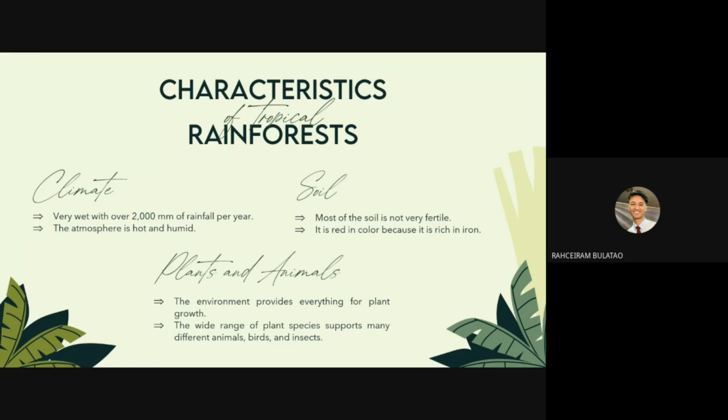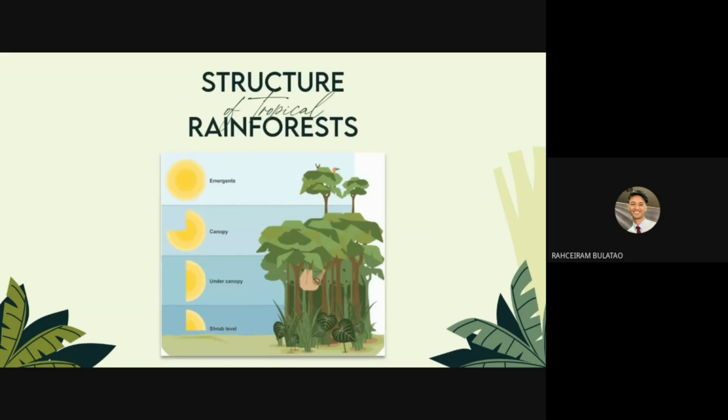Next, the structure of tropical rainforests. A tropical rainforest is made up of the following layers: the emergent, canopy, understory, and shrub level.